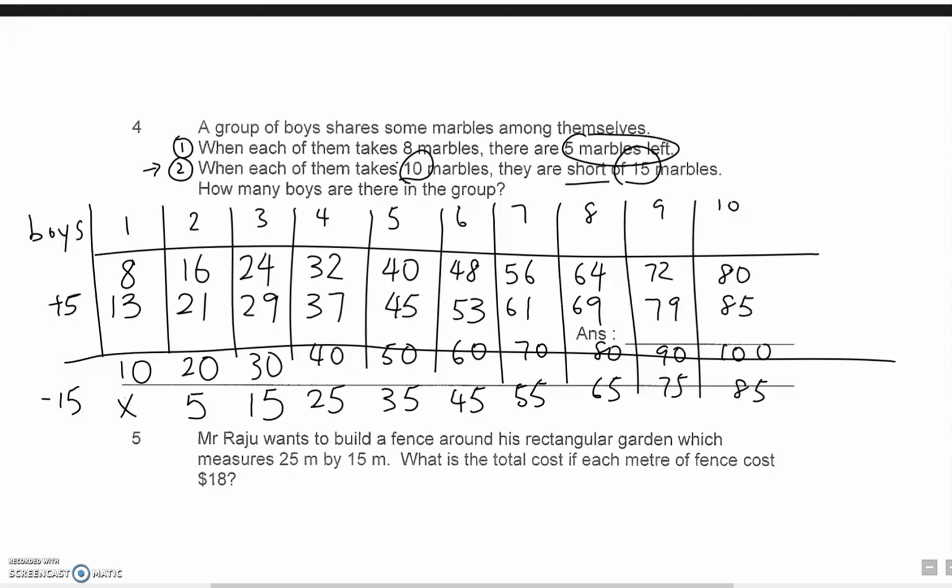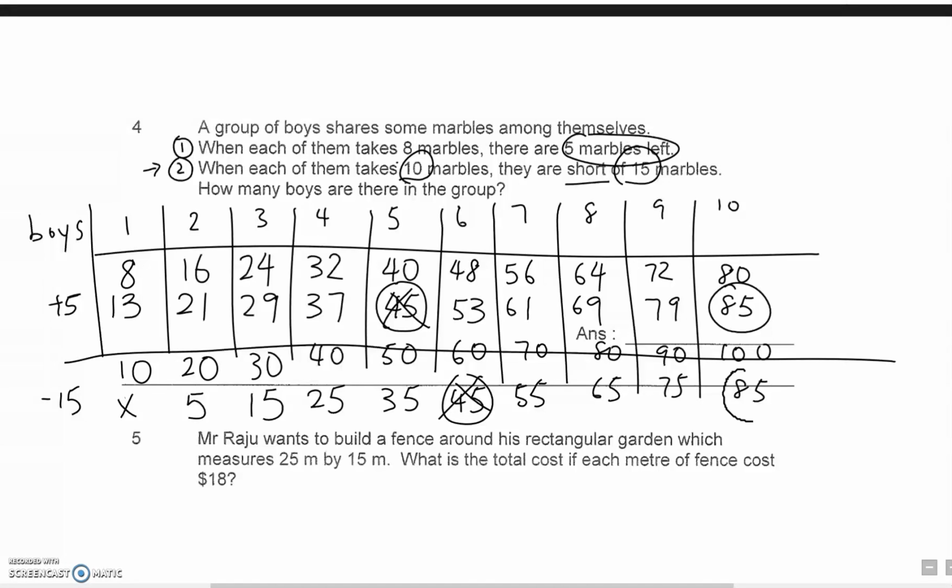We have a common number here, 45 and 45. But there's a problem here. 45 appears in 2 different rows. The first 45 here appears in 5 boys, whereas the 45 here appears in the 6th boy. So this is not a very good answer. Let's look for the next possible number. I'm looking at 85. Okay, 45 cannot.